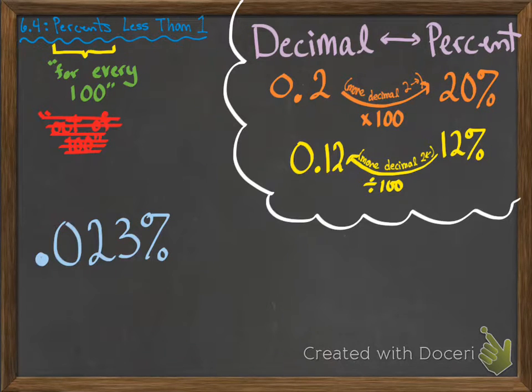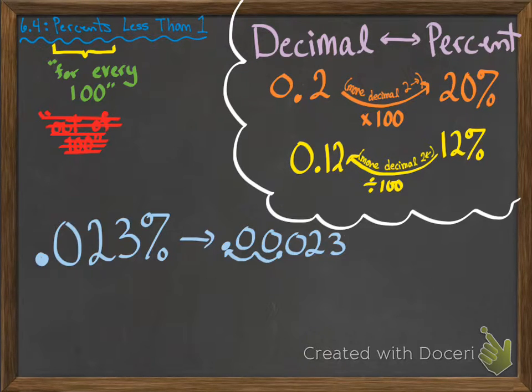Now, if I give you 0.023%, we're going to use the same rule. If I give you a percent, how do you go to the decimal? You divide by 100, 2 to the left. So you take that 0.023, move the decimal 2 to the left, and fill in those blank spots with zeros. So 0.023% is 0.00023, and that's just the decimal form.